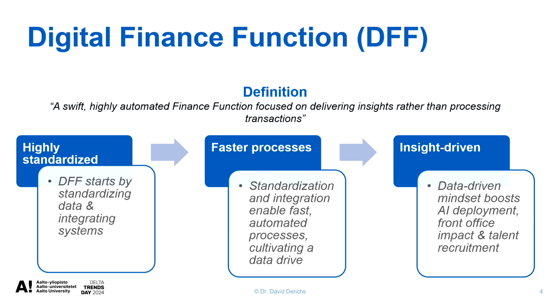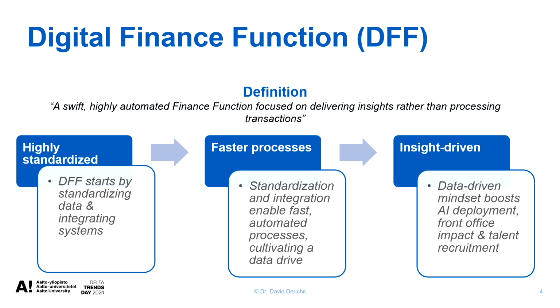So how does the digital finance function work? We have highly standardized data and systems. This is the basis for it. If you don't have that, it's time to invest, I would say. This standardization can then lead to a higher degree of process speed. We have faster processes because the data is available right away. And once we have faster processes, we can free up time of the people who work in the finance function, the accountants, the controller, the CFO, to provide decision support, insight-driven decision making.